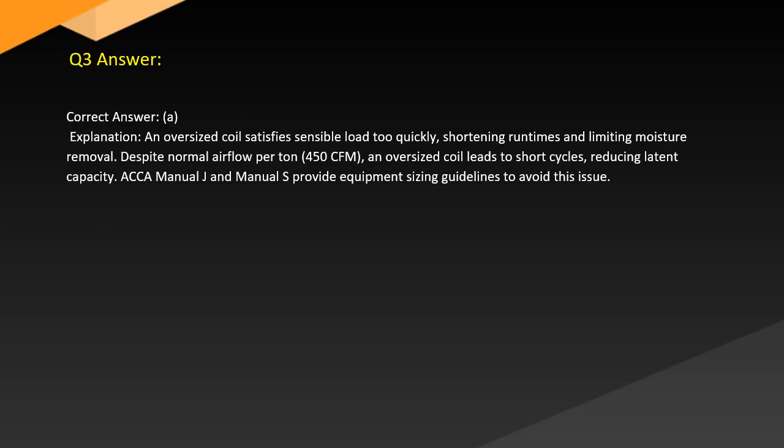Answer. Correct answer, A. Explanation. An oversized coil satisfies the sensible load too quickly, shortening runtimes and limiting moisture removal. Despite normal airflow per ton, 450 CFM, an oversized coil leads to short cycles, reducing latent capacity. ACCA Manual J and Manual S provide equipment sizing guidelines to avoid this issue.